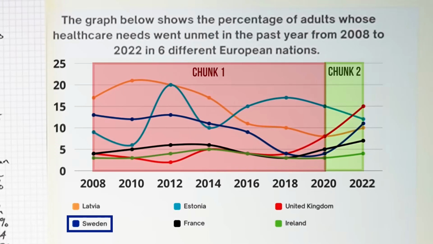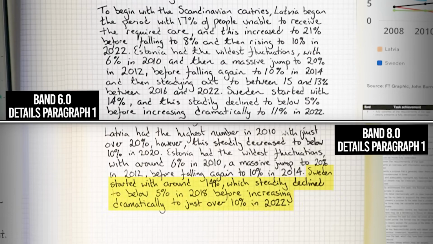So instead of talking about 2008, then 2010, then 2012, then 2014, 2016, 2018, 2020, 2022, we can chunk it all together. So we can say in 2008 it was high, and then in 2020 it was low, so it just steadily decreased. And then it changed in 2020 and it increased in 2022. So you can see that we're not changing things massively. We're only making little small tweaks, but you can see the difference in the band scores is huge.